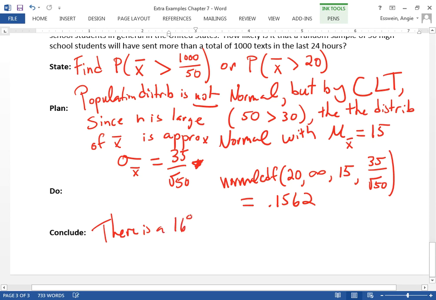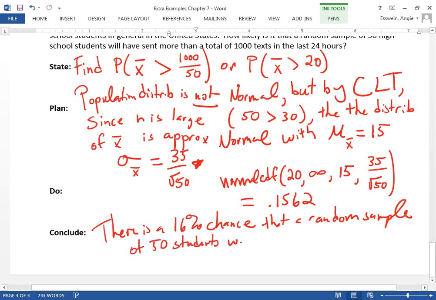So there is about a 16% chance that a random sample of 50 students will have sent more than 1,000 texts.